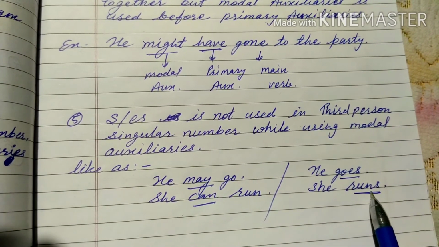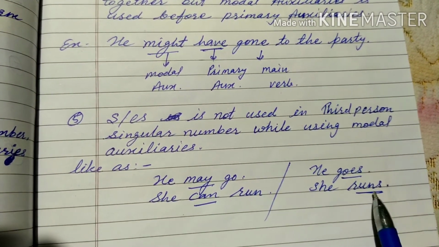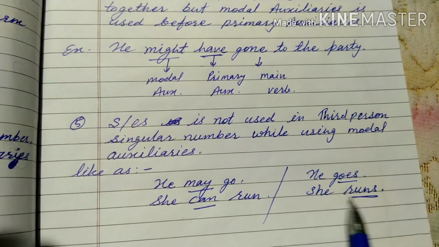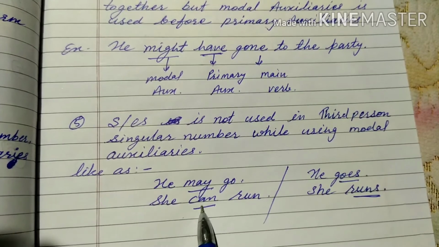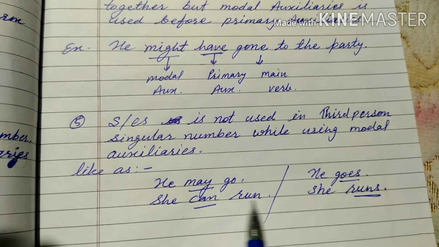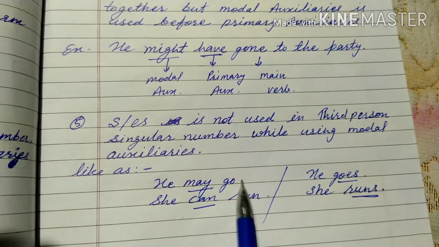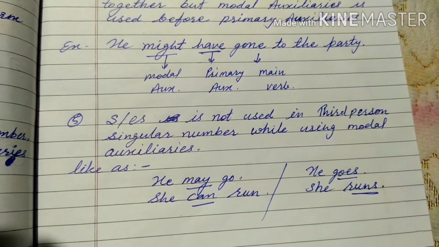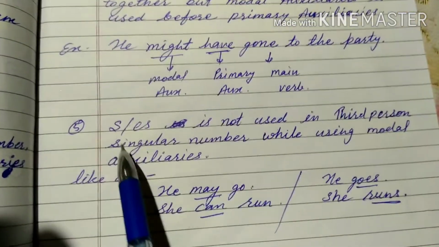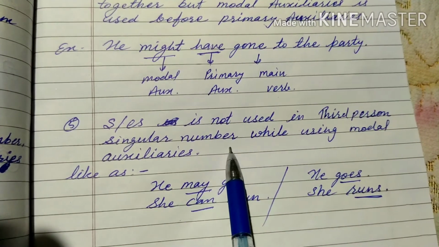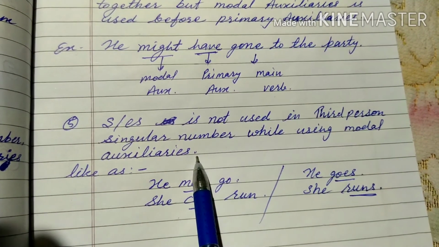Otherwise, she runs. Here s or es is used with the third person singular number. We use s or es, but whenever we are using the modal auxiliaries, we do not use s or es in the main verb. So got it? The rule is: s or es is not used in the third person singular number while using modal auxiliaries.